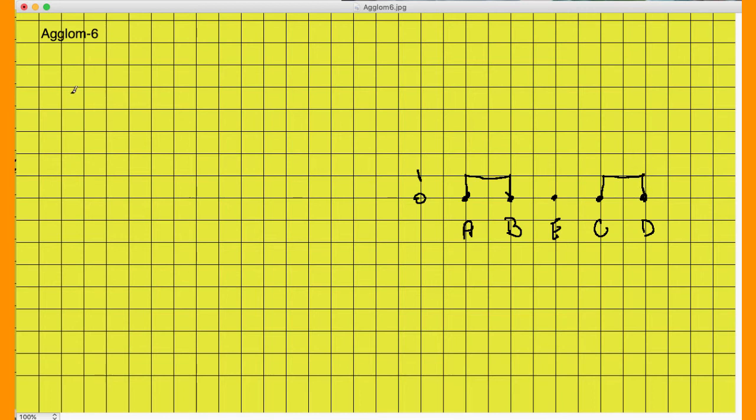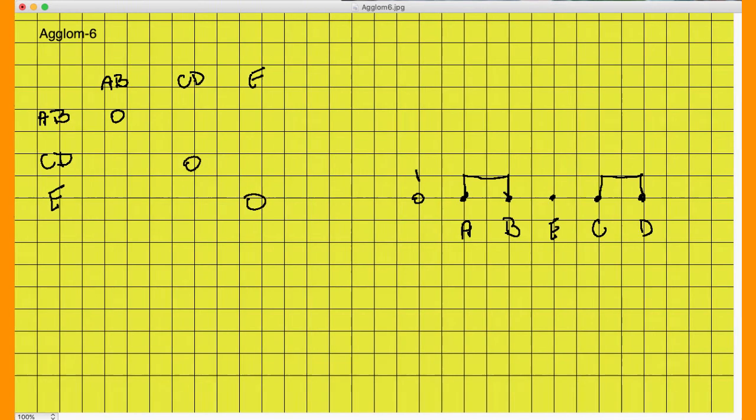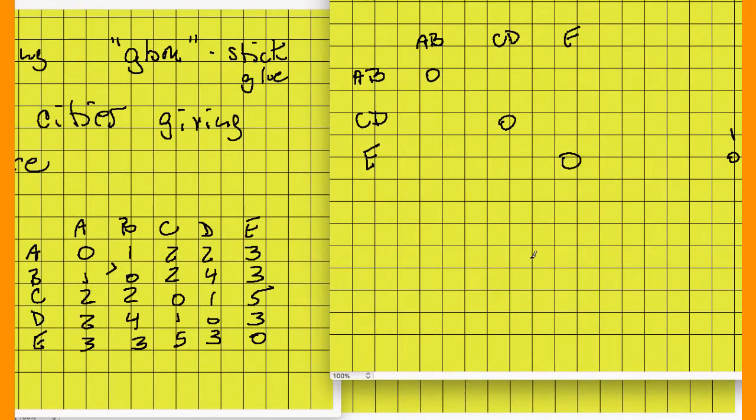Okay? And that means that, again, what I could do if I wanted to is redraw a table. I'd have AB, and CD, and E, and over here I'd have AB, and CD, and E, and there are going to be zeros down the diagonal. But now the question I ask is, how far is it from AB to CD? Well, remember what's going on in here.